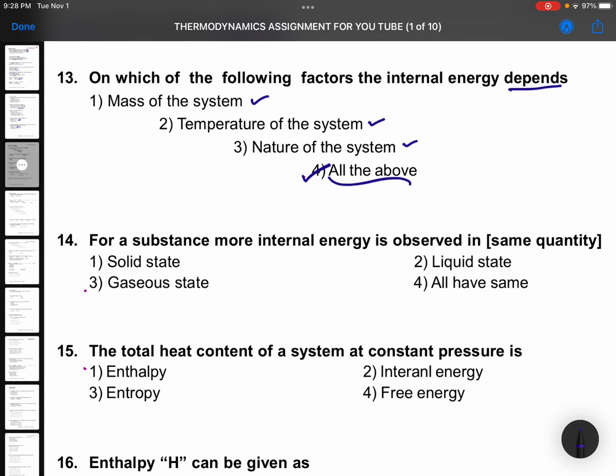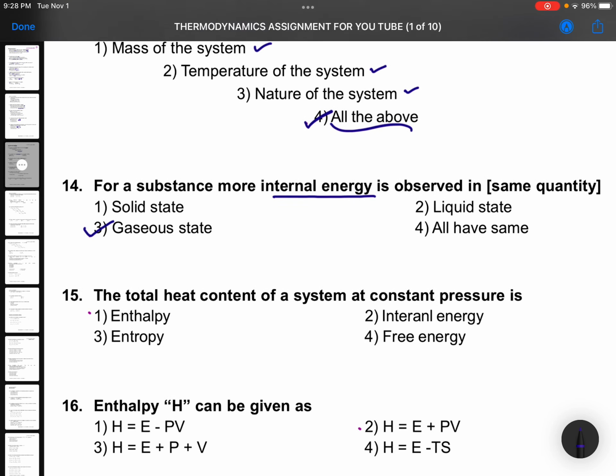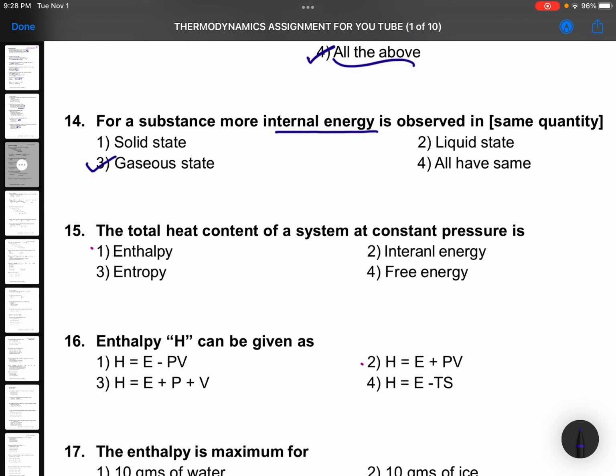Internal energy means it is the complete energy of the system. Whatever energy is inside because of vibrations, rotations, oscillations of atoms, molecules, nucleus, all that energy is called internal energy. For a substance, more internal energy is observed in the gaseous state, because in the gaseous state molecules are apart from each other. Kinetic energy will be more, so molecules will be at a higher temperature. So definitely internal energy will be more.